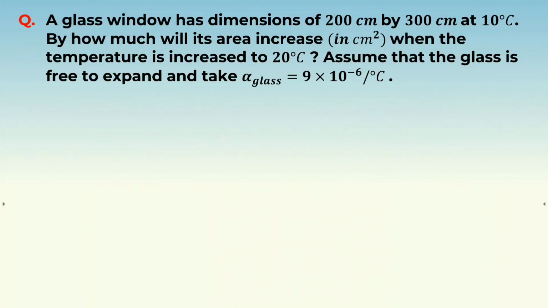Those who have done, it is a numerical. Question: a glass window has dimensions of 200 centimeter by 300 centimeter at 10 degrees Celsius. By how much will its area increase when the temperature is increased by 20 degrees Celsius? They are given the value of alpha as 9 into 10 power minus 6. See how small alpha is, can you feel? 0.000009. So, solve this question fast.